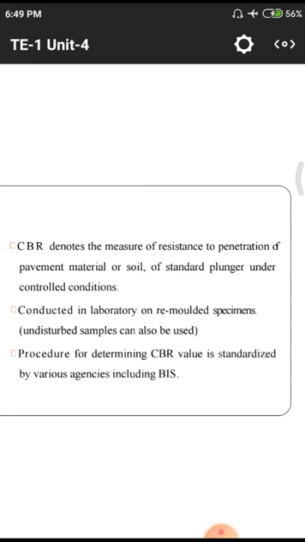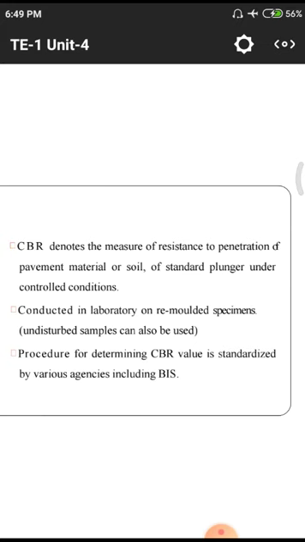Likewise, they will apply a small quantity of loads on the particular soil strata, so that the soil gives some values after the loads are applied, and they will note down those values. After the calculation is over, they simply remove the load from the soil. Likewise, CBR denotes a measure of resistance to penetration of pavement.